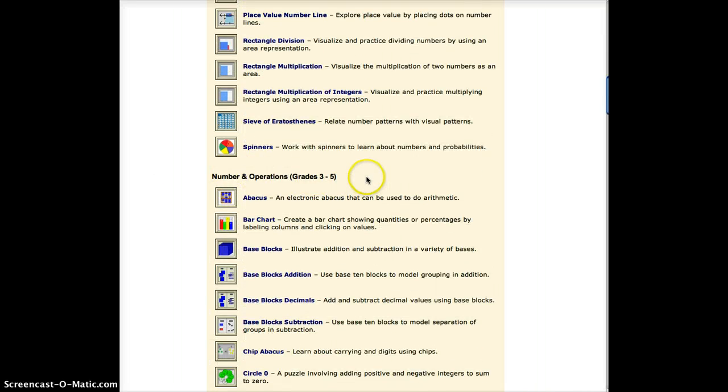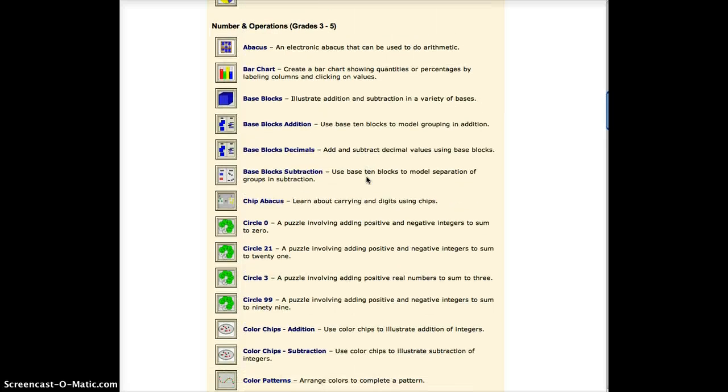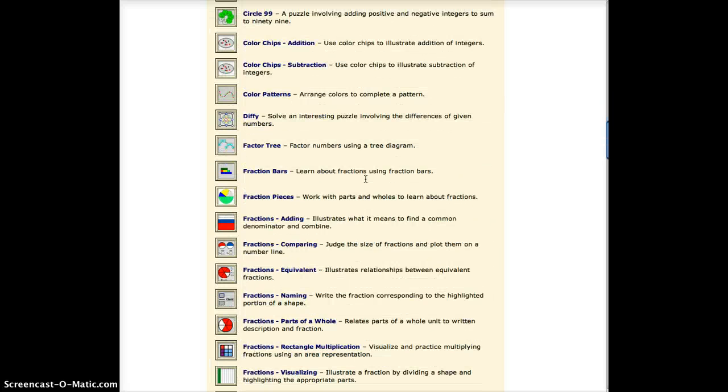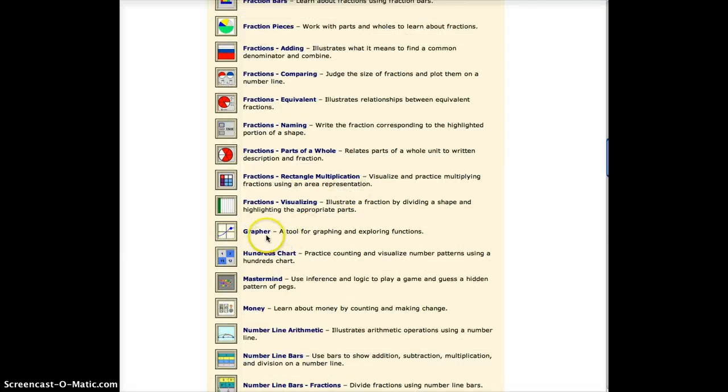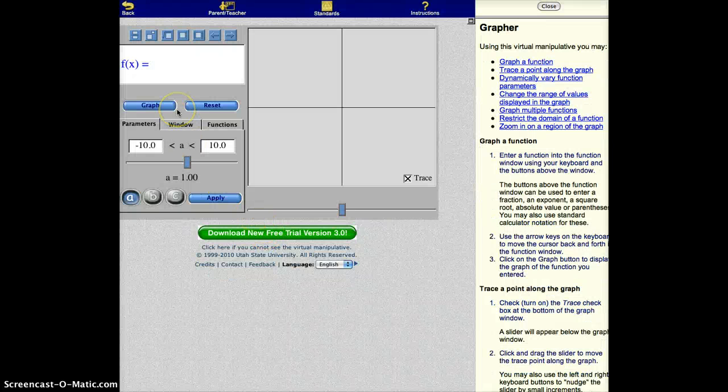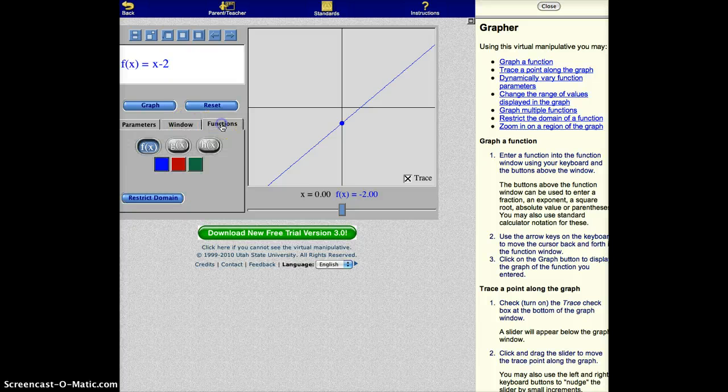So moving on into a slightly higher grade level, grade 3 to 5, we're going to look at another great manipulative, the grapher, which is good, especially for younger grades when we just start learning graphing, because it helps us to visualize our graphs, and also we can use multiple functions on the same graph, which can help students with comparing lines and finding intersection points and things like that.